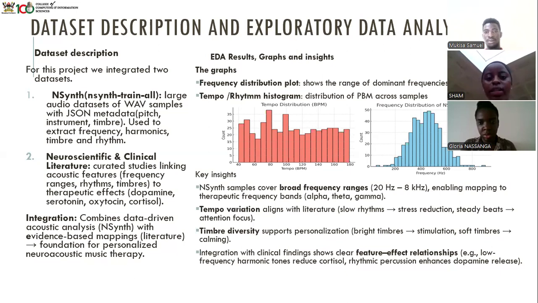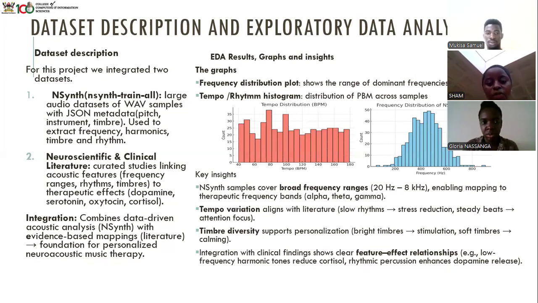Then for the dataset description and exploratory data analysis, for the dataset description, we integrated 2 datasets. The first one being the NSYNC, which works with large audio datasets, and it's used to extract frequency, harmonics, timbre, and rhythm. Then the second one was the neuroscientific and clinical literature, which curated studies linking acoustic features, the acoustic features being frequency ranges, to the therapeutic effects, such as oxytocin, serotonin. Then for the EDA results, I was able to attain histograms showing the tempo distribution and frequency distribution.